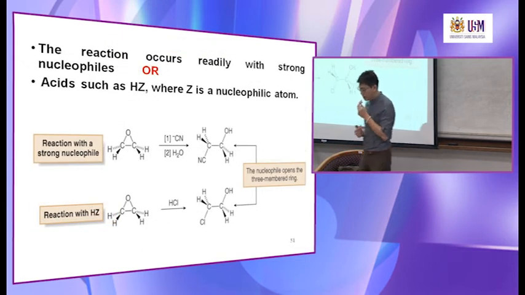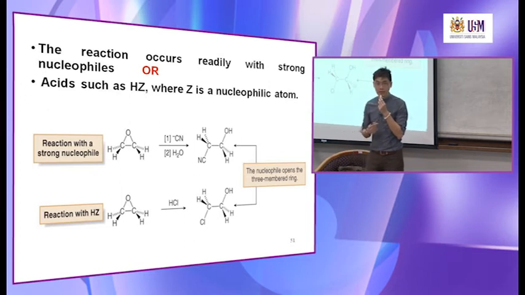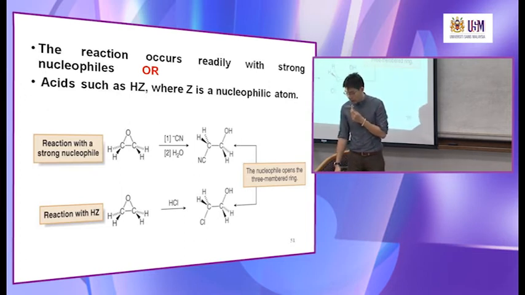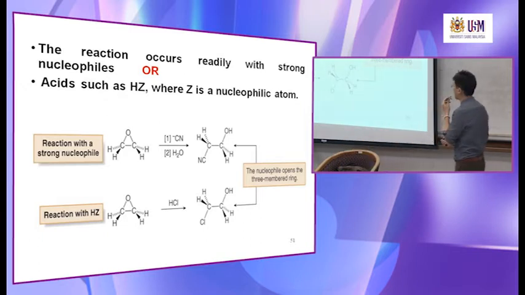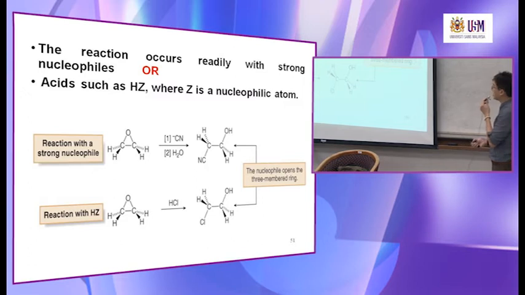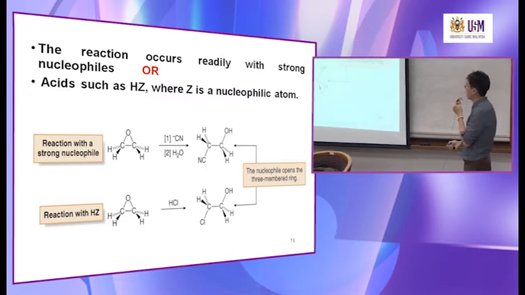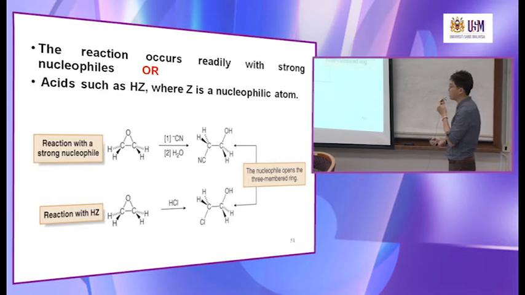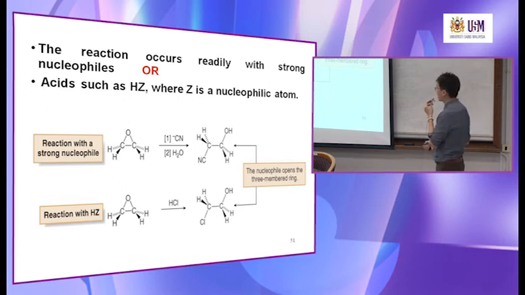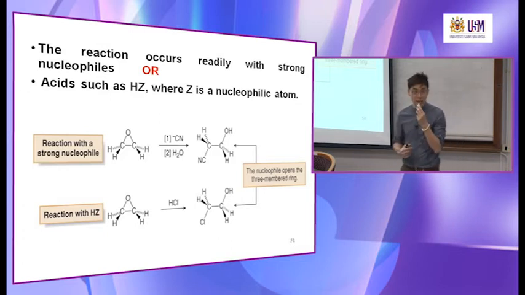The reaction occurs readily with a strong nucleophile, or an acid such as HZ, where Z is a nucleophilic atom. In the example showing here, cyanide is a nucleophile. This is a symmetrical epoxide, so the cyanide will attack either the C here or the C here. You will get the same product because it's a symmetrical epoxide. If you attack from here, the bond will break and the O will belong to the C here. If you attack from the other side, this bond will break and the O will be there. Your product will still be the anti product.